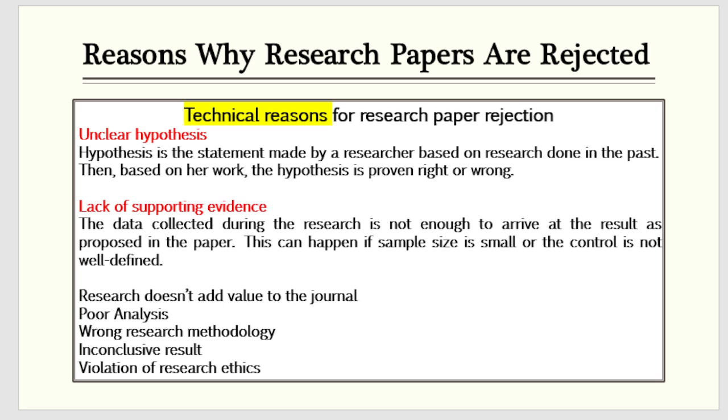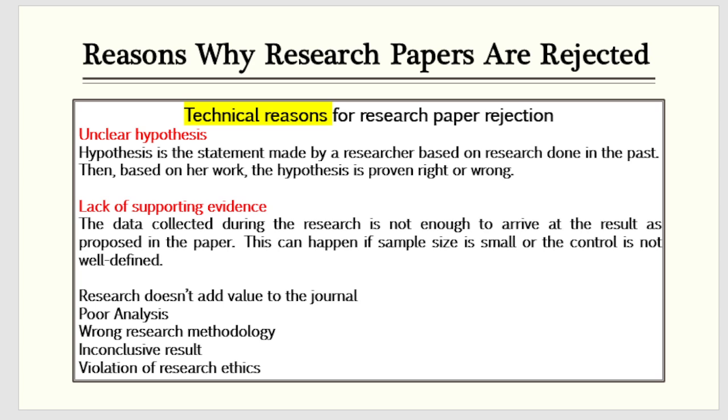Now, coming to the technical reasons: what can be the technical reasons for which a paper can be rejected? The first one is an unclear hypothesis. A hypothesis is a statement made by a researcher based on research done in the past; then, based on the work, the hypothesis is proven right or wrong. So, what is the hypothesis of your work? You need to clearly mention that in the introduction section of your manuscript.